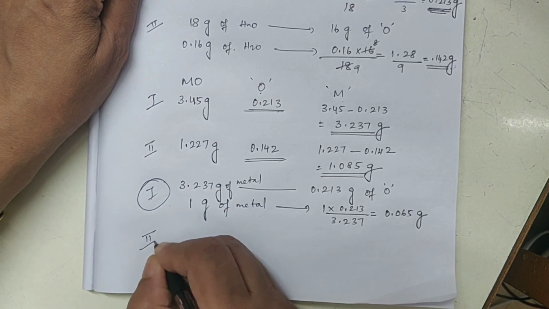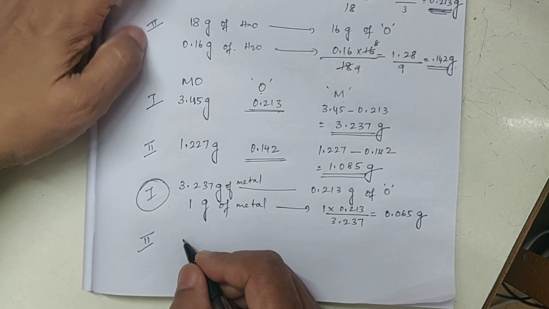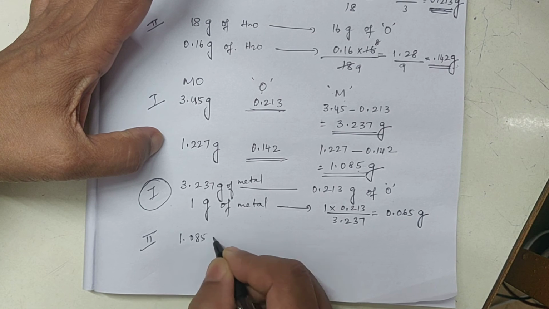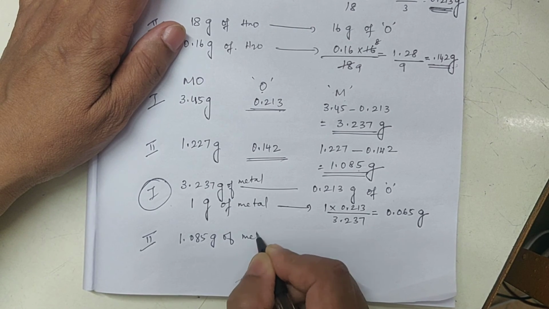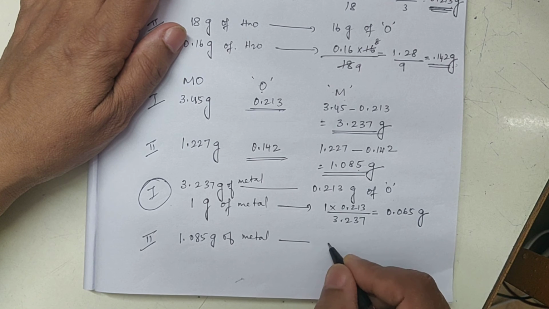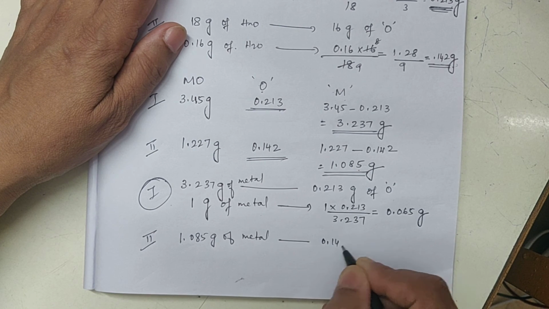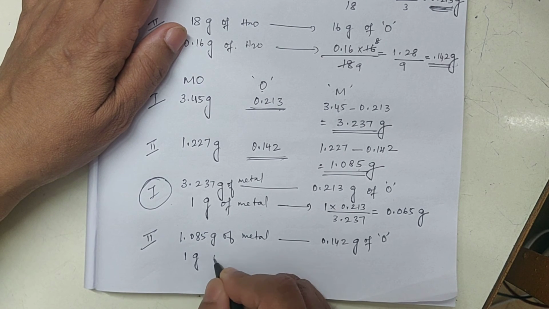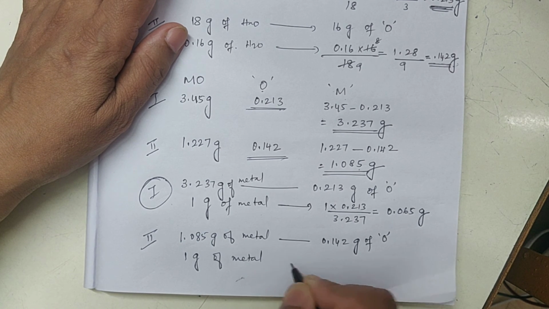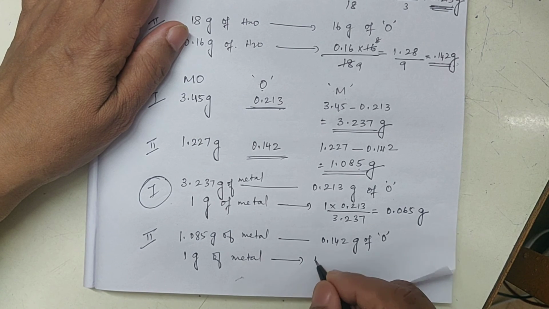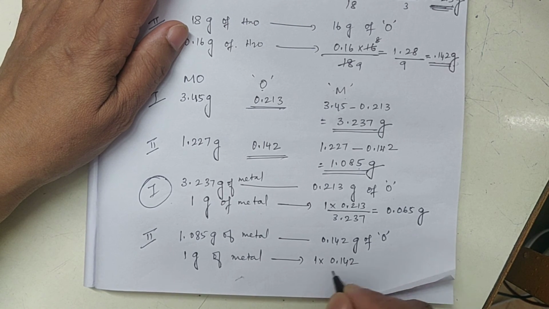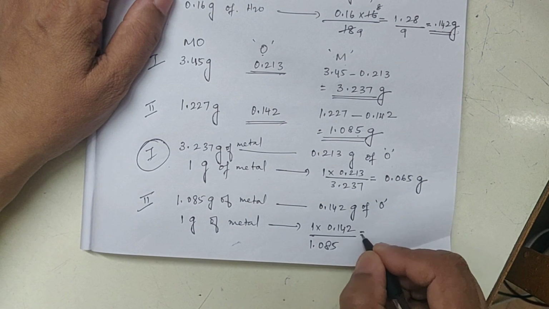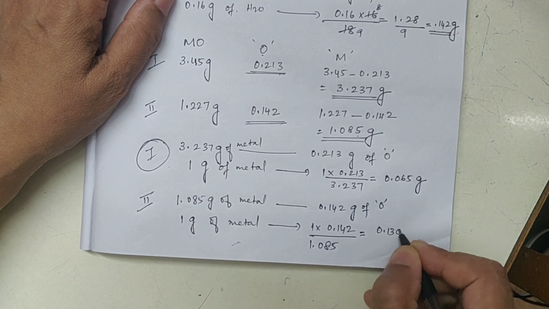Then look at the second oxide. The second oxide says 1.085 gram of metal is associated with 0.142 gram of oxygen. Therefore, 1 gram of metal will be attached to how much? So that is 1 into 0.142 upon 1.085. So this is coming out to be 0.130 gram.